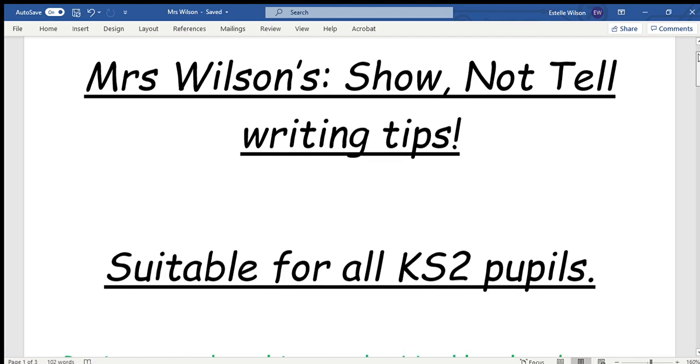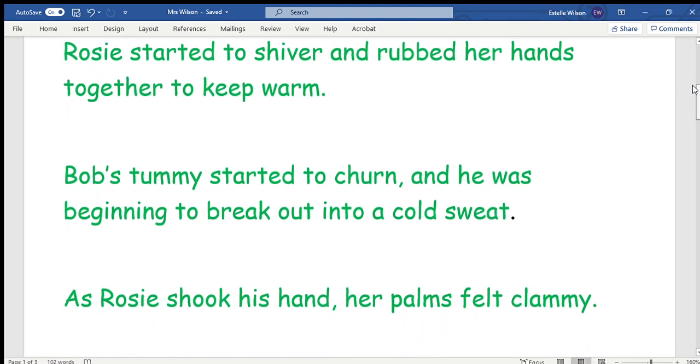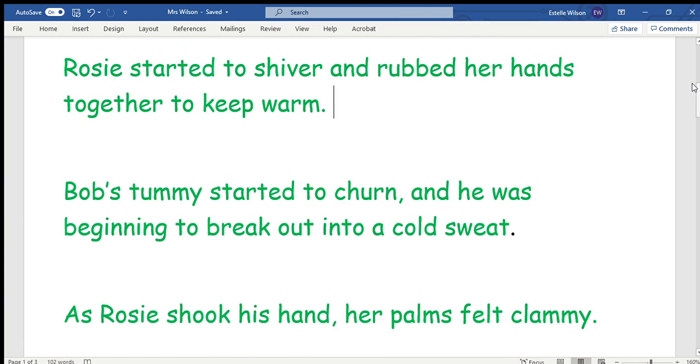Let's begin. Okay, I have got 3 sentences here that all are showing us how a character is feeling. What I'd like you to do is help me to discover what the sentences are telling us. So let's look at the first one. Rosie started to shiver and rubbed her hands together to keep warm. Have a think to yourself, what is this sentence telling me about Rosie right now?